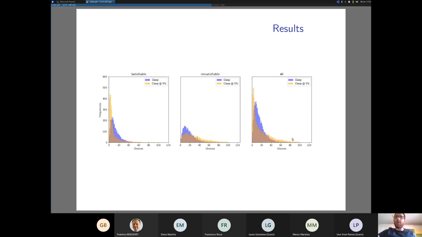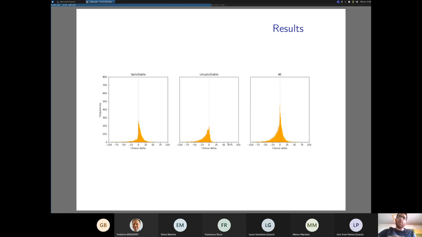In order to see it better, instead of plotting the choices, we can plot the difference in the number of choices in the augmented version of the solver and the vanilla version of the solver. We obtain this, where we see clearly that it has a good effect on programs that admit an answer set, and it makes worse the performance of the solver on programs that do not admit an answer set.